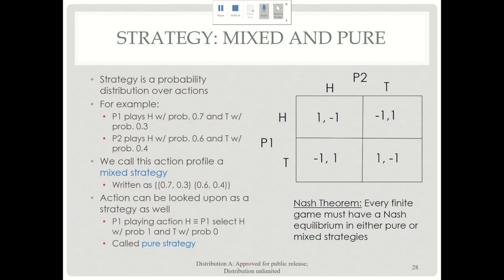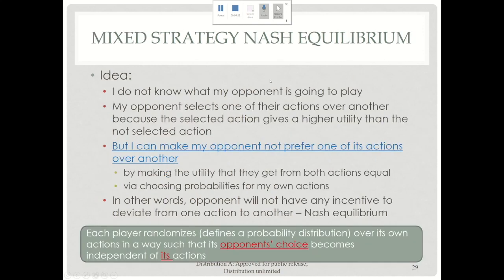Okay, so then moving forward, what we want to do is find out a way to determine the mixed strategy Nash equilibrium. Okay, so let's reason this once again from the viewpoint of each player. So a player says, I do not know what my opponent is going to play. Remember, it's a simultaneous move game. They don't coordinate their actions beforehand. But the player also reasons that my opponent selects one of their actions over another because that selected action gives a higher utility than the non-selected action.